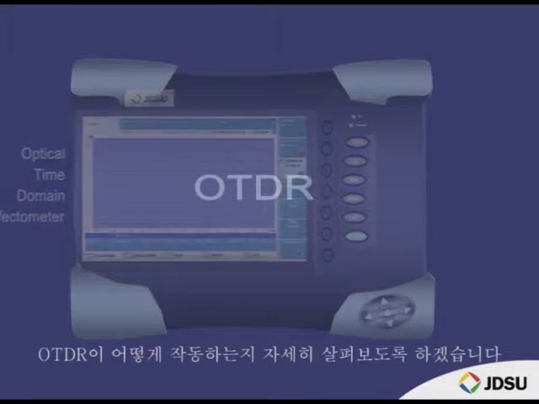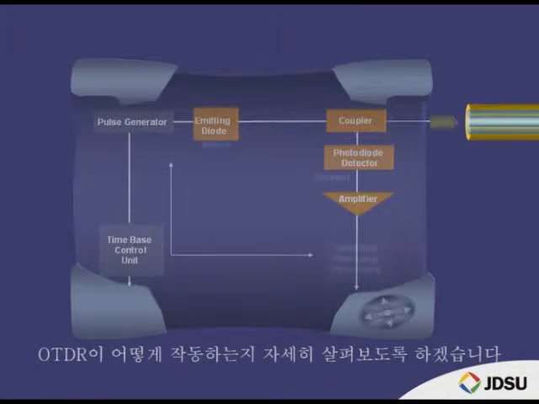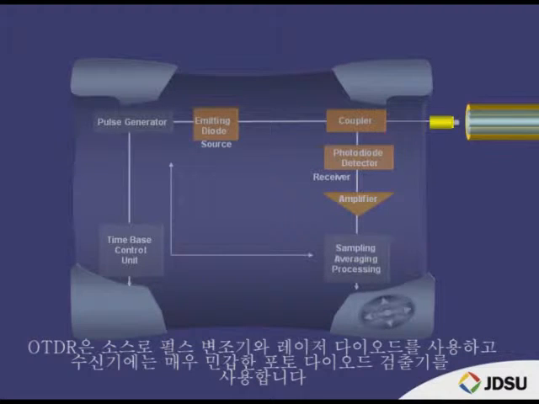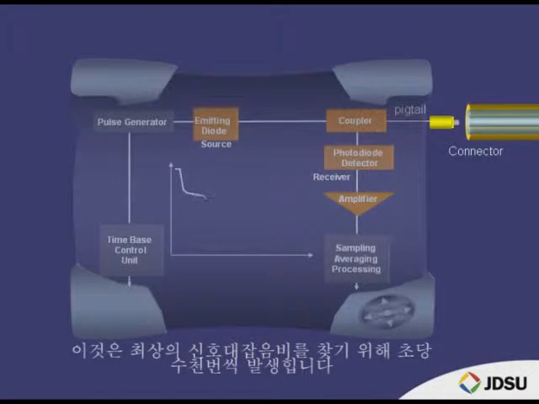Let's take a look inside an OTDR to see how it operates. The OTDR uses a pulse modulator and a laser diode for its source, and a highly sensitive photodiode detector as its receiver. As the scattered pulse returns to the OTDR, it is directed to the detector through the coupler, then amplified, sampled, and processed. This happens thousands of times per second to build up the signal-to-noise ratio.